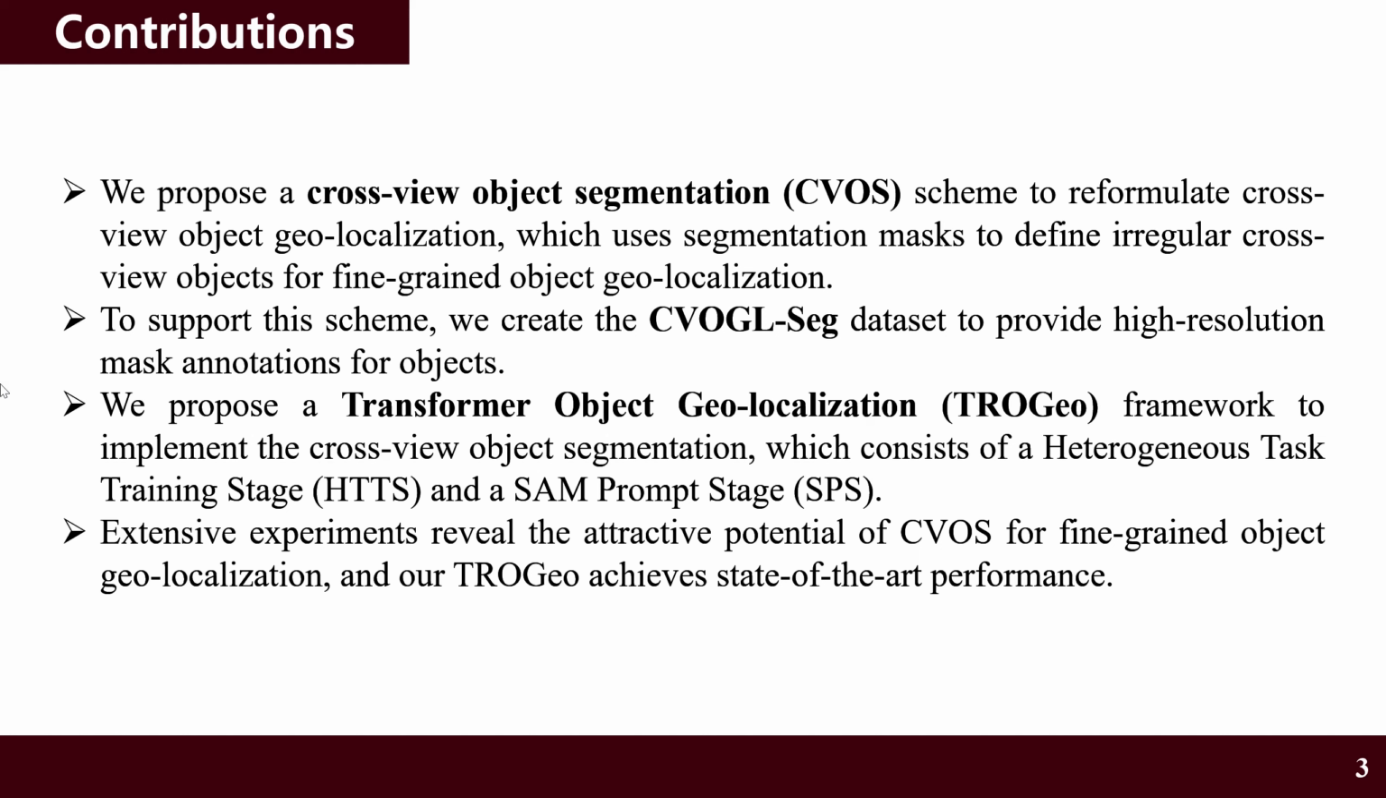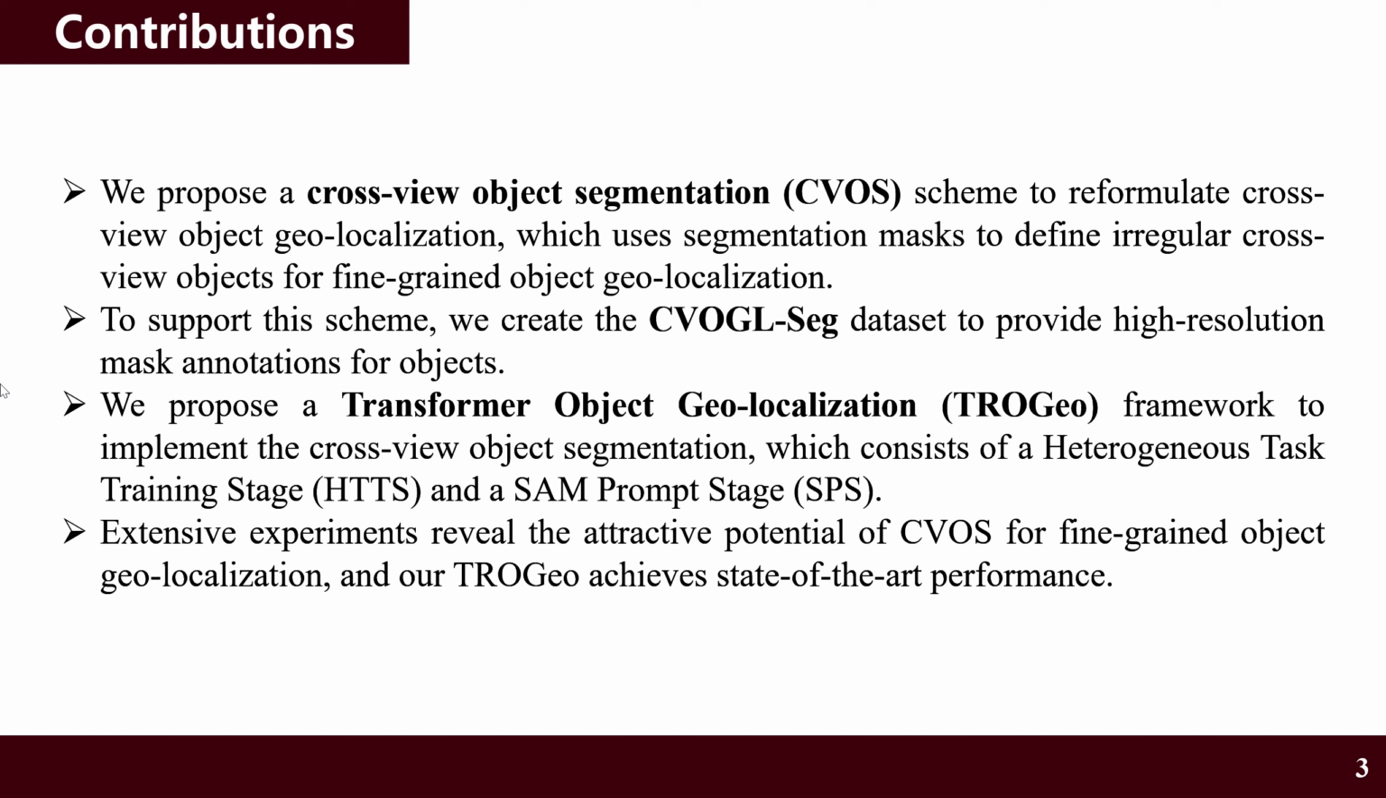The main contributions of this paper can be summarized as follows. First, we propose a cross-view object segmentation scheme to reformulate cross-view object geolocalization, which uses segmentation masks to define irregular cross-view objects for fine-grained object geolocalization. Second, to support this scheme, we create the CVOGL-SEG dataset to provide high-resolution mask annotations for objects.